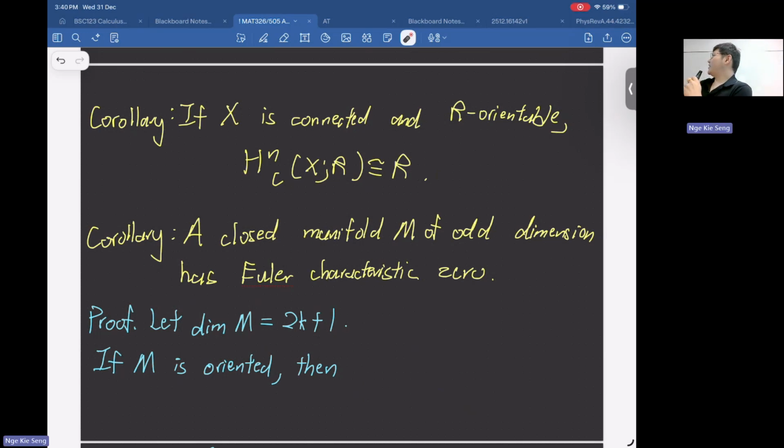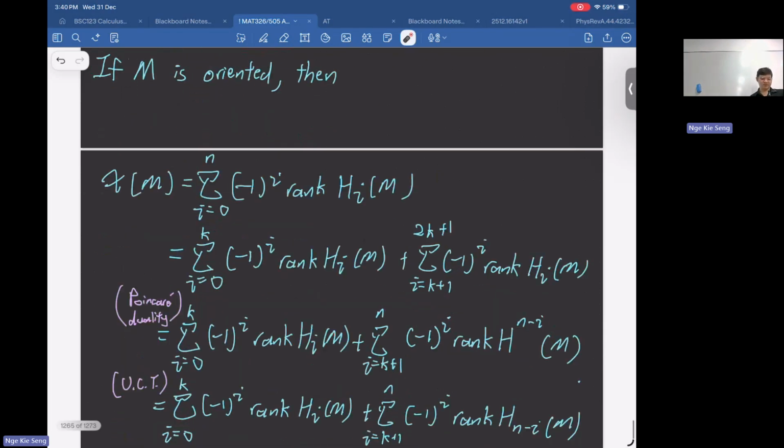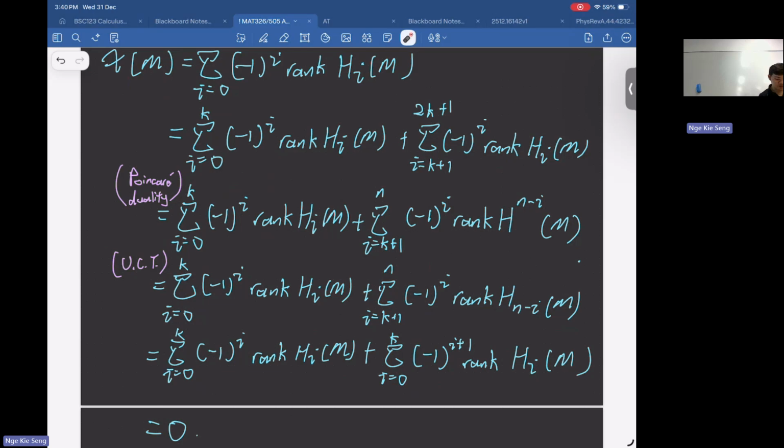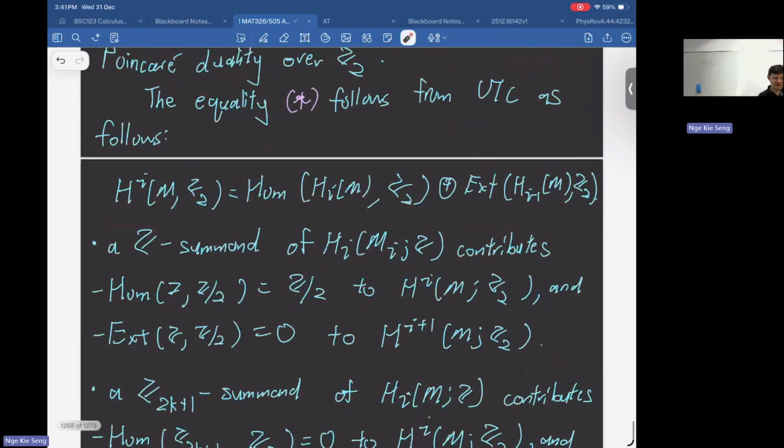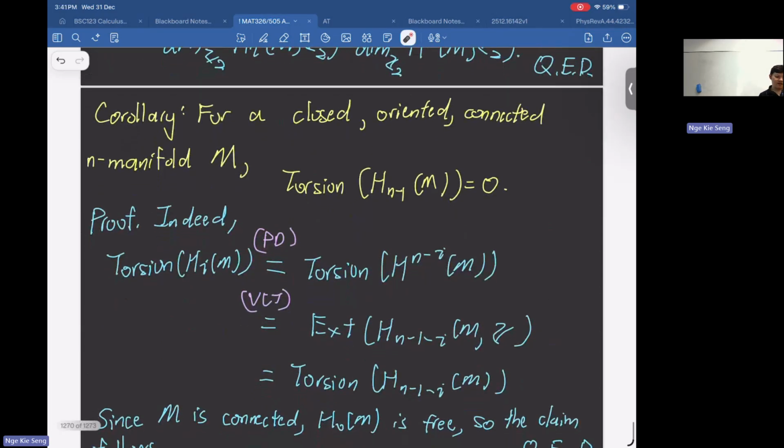And the next corollary is actually very interesting. If it's an odd dimensional closed manifold, the Euler characteristic is 0. Very interesting proof, you can have a look. I think it has something to do with palindromic terms that cancel out. And what else? For a closed oriented connected n-manifold, the torsion of H_{n-1}(M) is 0, also using the universal coefficient theorem. Meaning there's no torsion inside the homology below the top homology.